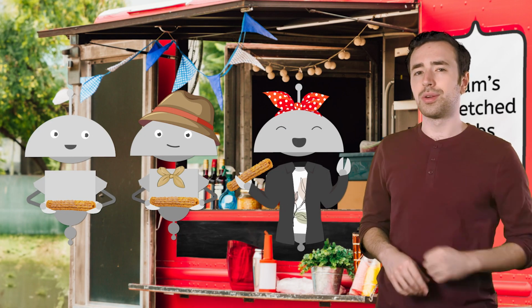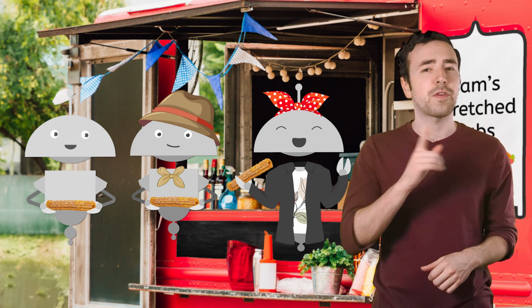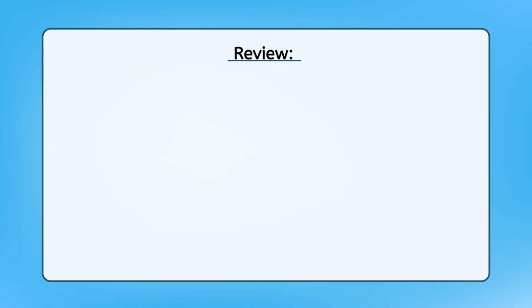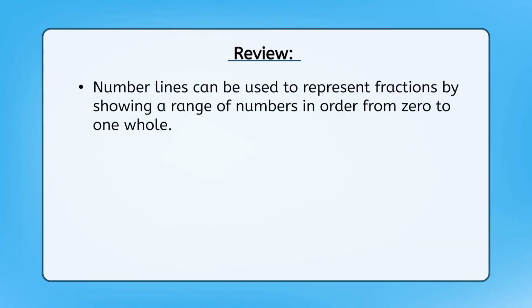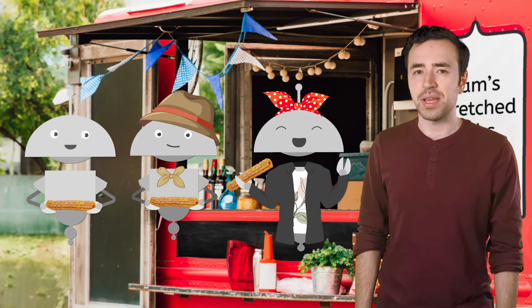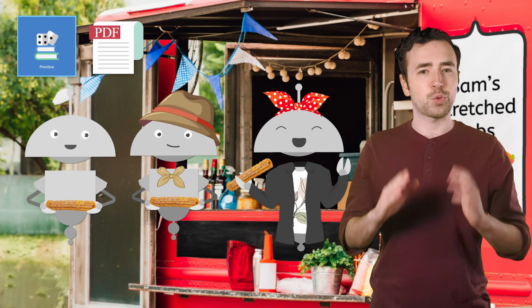So, what have we learned today, besides the fact that this sandwich situation has shown us that fractions can make lunchtime a delicious adventure? Well, now you know that number lines can be used to represent fractions by showing a range of numbers from 0 to 1 whole. You also know that number lines can be used to figure out fractions based on the number of spaces it has. Be sure to complete the practice questions and extension activities that go with this lesson to practice working with fractions and number lines.